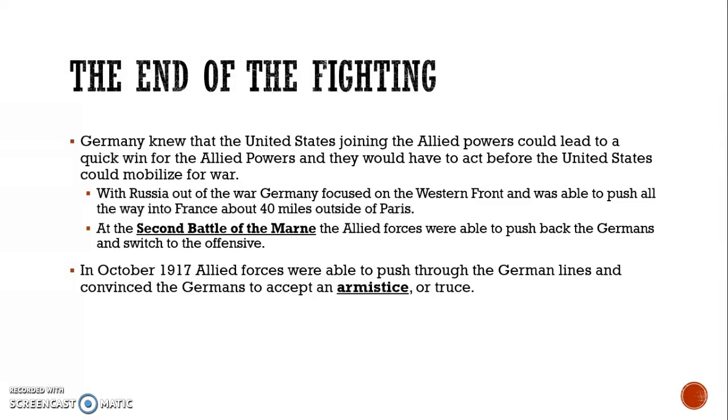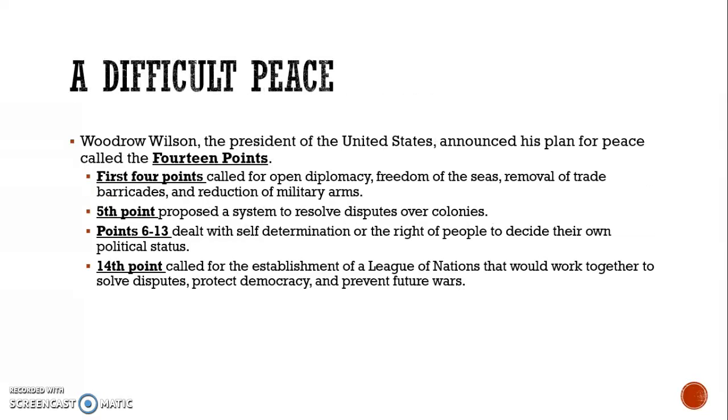In October of 1918, the Allied forces were able to push through the German lines and convince the Germans to accept an armistice, or where they would agree to a truce. This essentially ended World War I, as many of the other Central Powers had pretty much given up by now. Now, peace wasn't very easy.